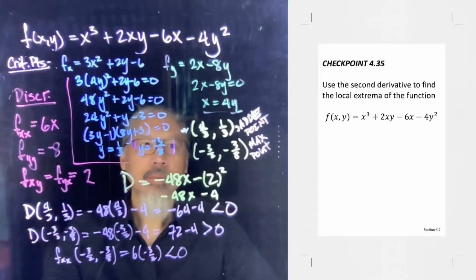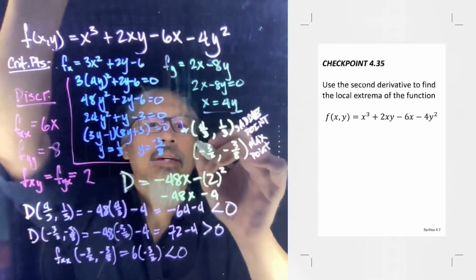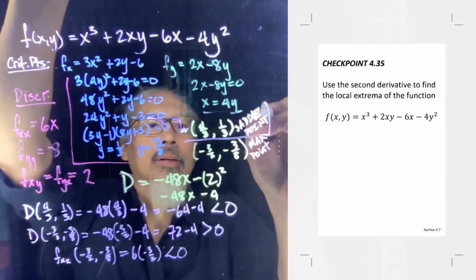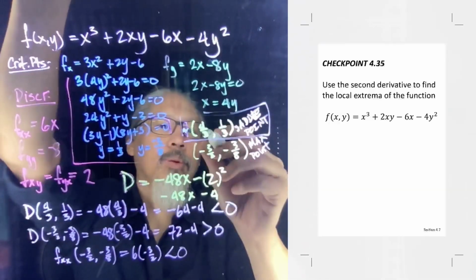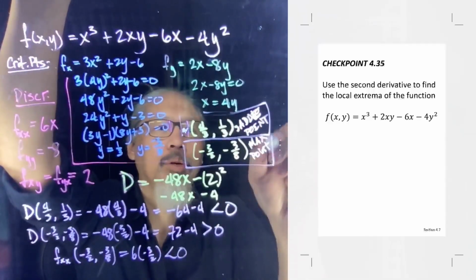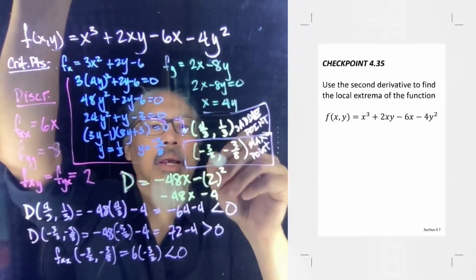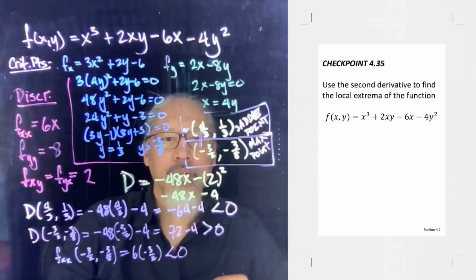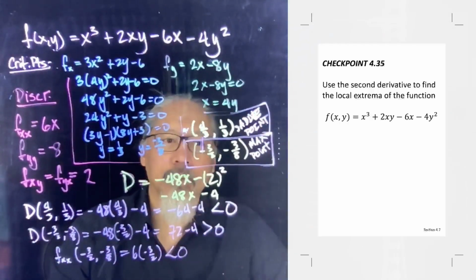Okay, so we have a saddle point for the 4/3, 1/3, and a maximum point, a local maximum at negative 3/2, negative 3/8. All right, I hope that helps.